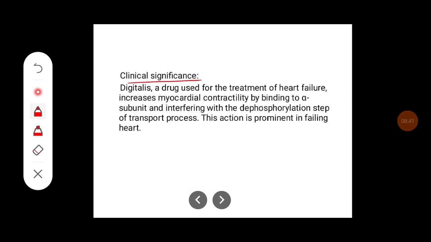Clinical significance. Digitalis, a drug used for the treatment of heart failure, increases myocardial contractility, binding to the alpha subunit and interfering with the dephosphorylation step of the transport process. This is prominent in the failing heart.